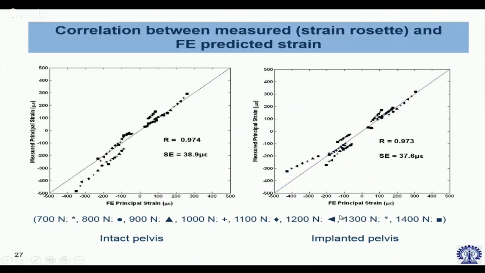And since all these 3, the numerical technique, the FE analysis, the strain gauge measurement, and the DIC measurement, form a triangle, all these 3 are closely related. So we are in a position to say that this FE model is not only a valid predictor of the actually measured strain, but also the DIC measurements are validated by strain gauge measurements.